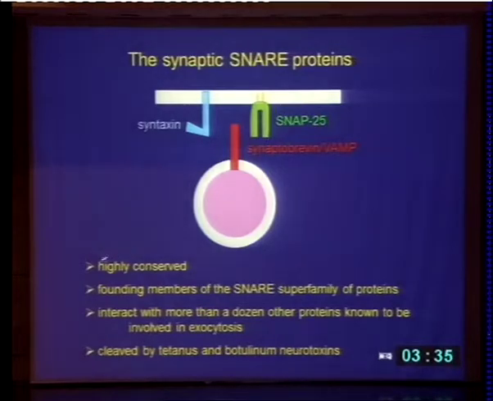Anyway, so these three proteins are highly conserved in evolution. We talk about 80% sequence identity between C. elegans and mammals. They're the founding members of the SNARE superfamily of proteins, which we now know operates in most, but not all, intracellular fusion reactions in eukaryotes.